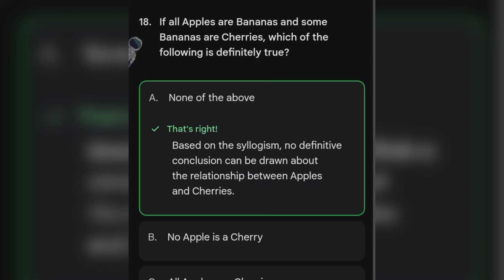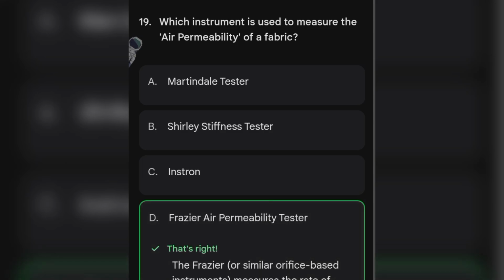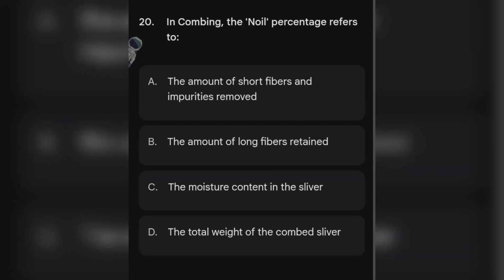Which instrument is used to measure the air permeability of the fabric? The air permeability tester. This type of question comes one in a hundred because these are straightforward questions. In combing, the noil percentage refers to short fibers and impurities.